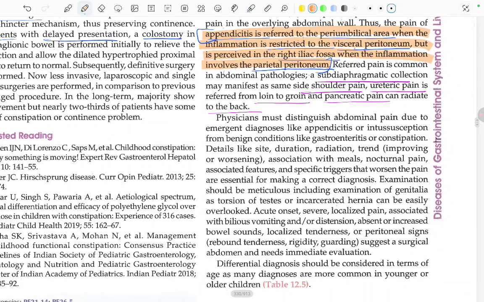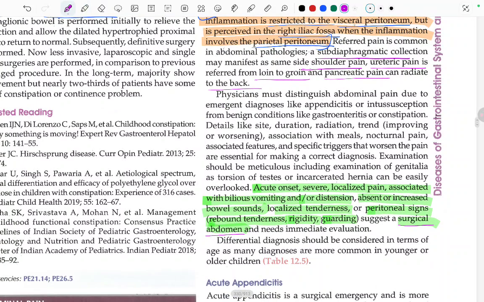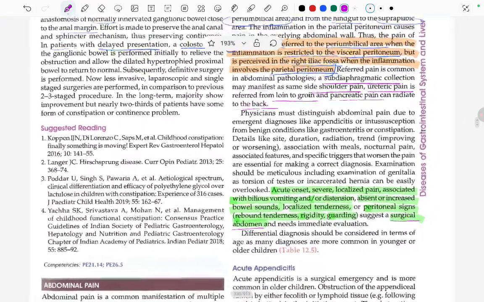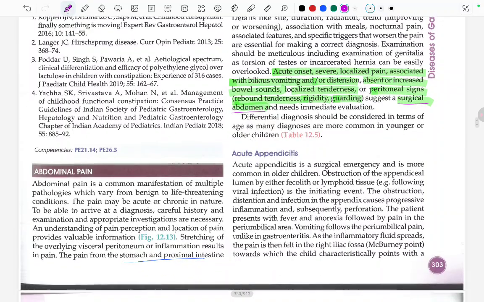Acute onset severe localized pain associated with bilious vomiting or distension, absent or increased bowel sounds, localized tenderness or peritoneal signs, rebound tenderness and rigidity suggest a surgical abdomen and need immediate evaluation. So when will we suspect a surgical abdomen? When there is acute onset severe localized pain with bilious vomiting or distension, bowel sounds that are absent or increased, localized tenderness, and peritoneal signs like rebound tenderness, rigidity and guarding. These all suggest a surgical abdomen, and that needs evaluation. Moving ahead, differential diagnosis should be considered in terms of age, as many diagnoses are more common in younger or older children. So now we are going to read about the various types of differential diagnoses of acute abdominal pain.